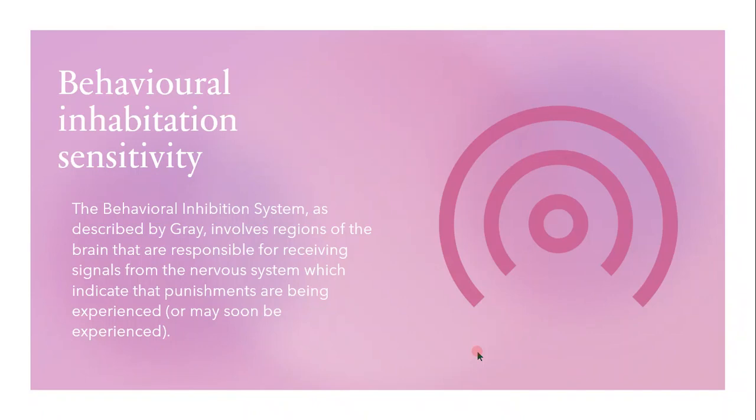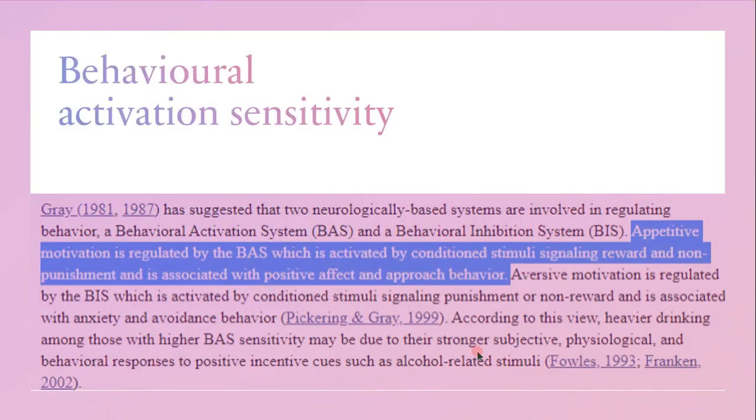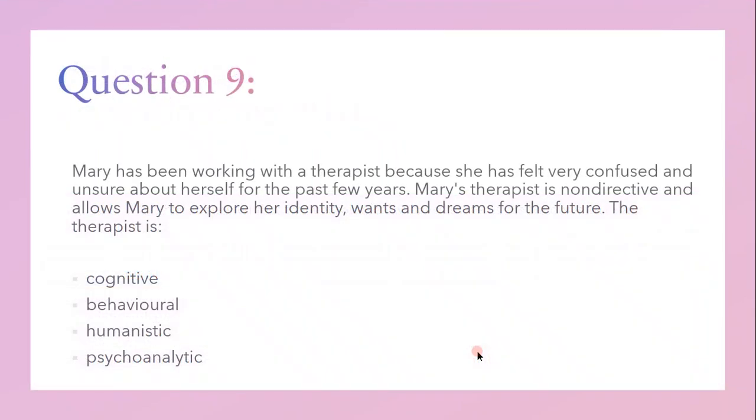The behavioral inhibition system, as described by Gray, involves regions of the brain that are responsible for receiving signals from the nervous system which indicate that punishments are being experienced or may soon be experienced. So, behavioral activation sensitivity is appetitive. This type of motivation is regulated by the behavioral activation sensitivity, which is activated by conditioned stimuli signaling reward and non-punishment, and is associated with positive affect and approach behavior.